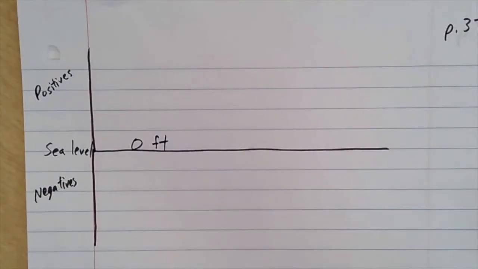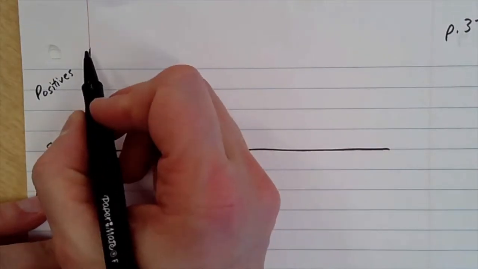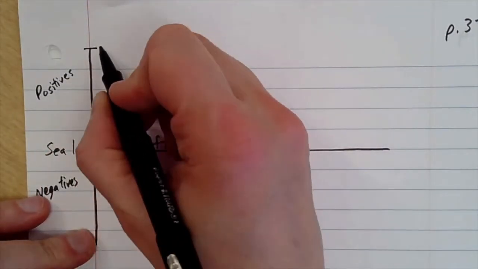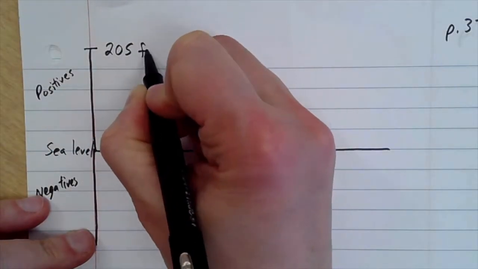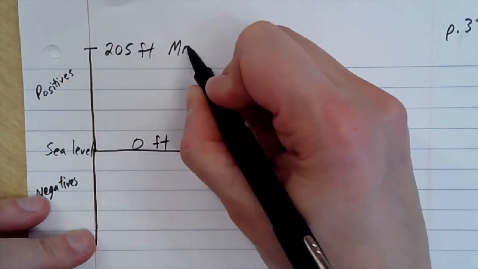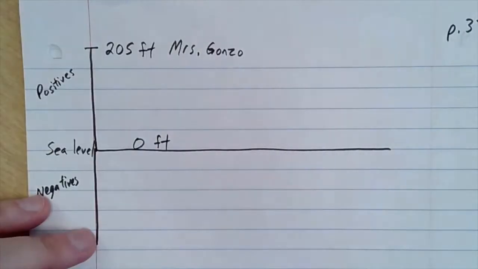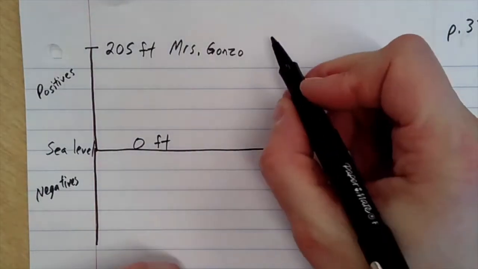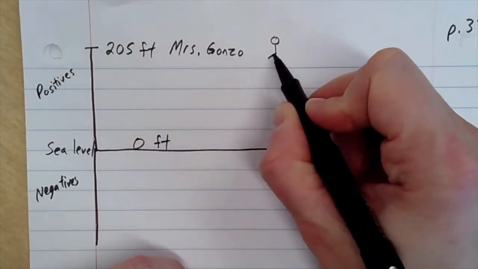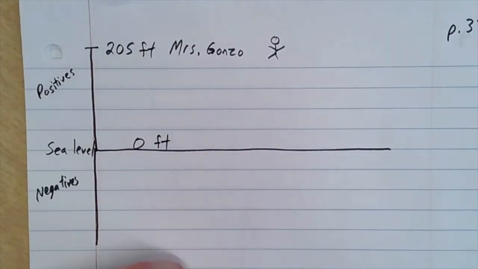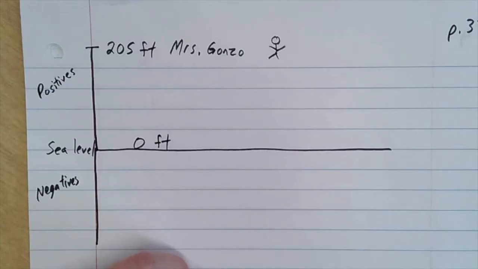So she was, what did we say, 205. So we'll call her up here. She is at 205 feet. And that's Mrs. Gonzo. And she is in an airplane. So there she is flying up above. And then we said the birds were 50 feet below her.